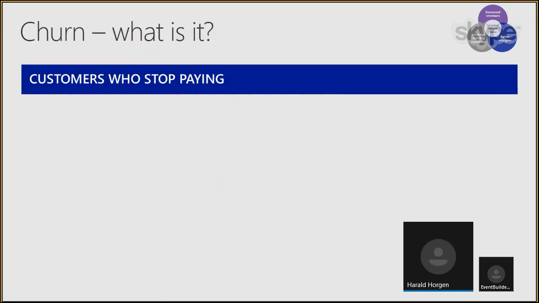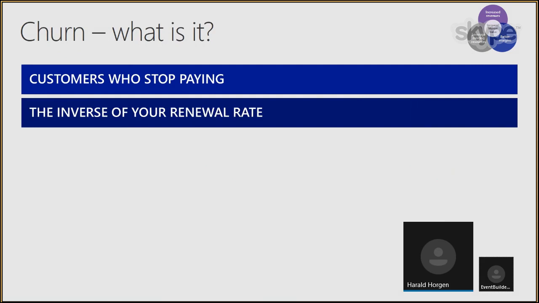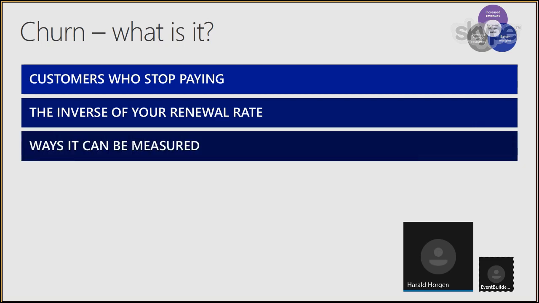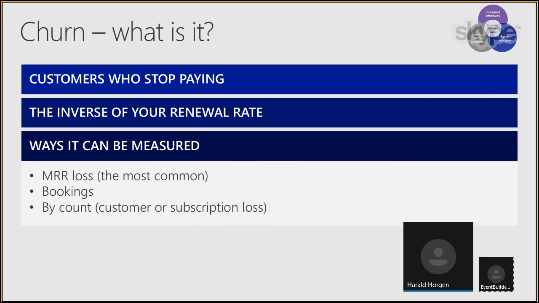So churn is the customers who stop paying. And it's the inverse of your renewal rate. So if 95% of your customers are renewing their contracts, that means that you have a 5% churn rate. And it can be measured against a lot of different metrics.